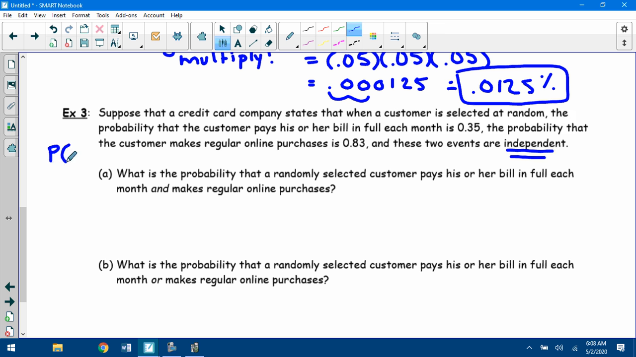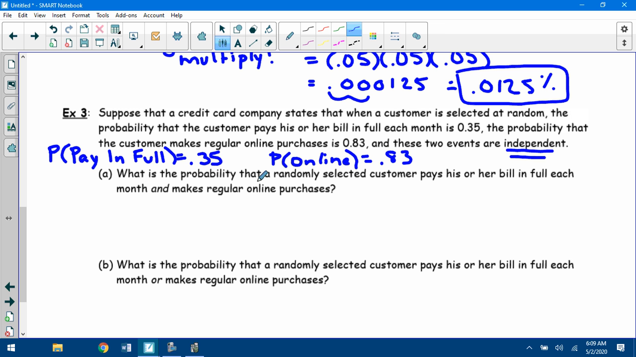Let's write what we know. Probability pay in full is 0.35. Probability it makes online purchases, so probability of online, is 0.83. And whenever you have word problem probability questions, I would suggest writing those out. Write out in probability notation what you know.